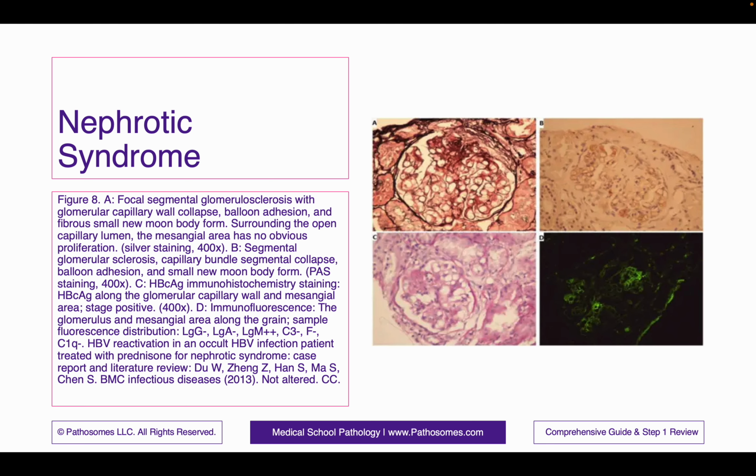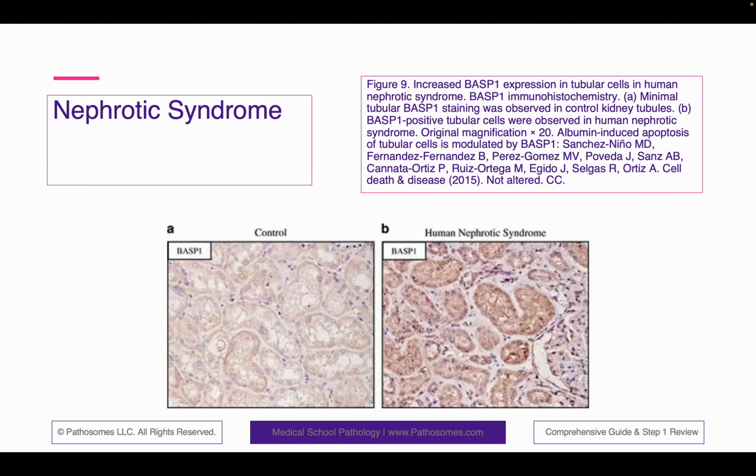Isn't that fantastic? In regards to nephrotic syndrome, this is for the MD-PhDs out there. It's unlikely to be in the test setting, but if you want to satisfy your curiosity, note that the BASP1 expression takes place in some tubular cells in patients with nephrotic syndrome and can actually be stained immunohistochemically.